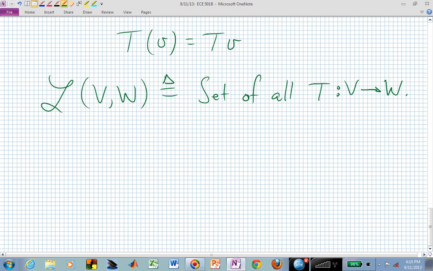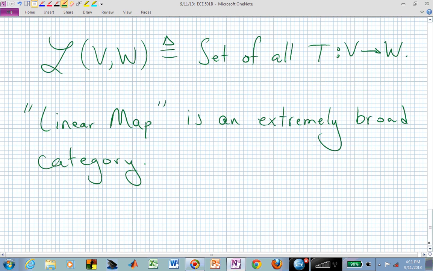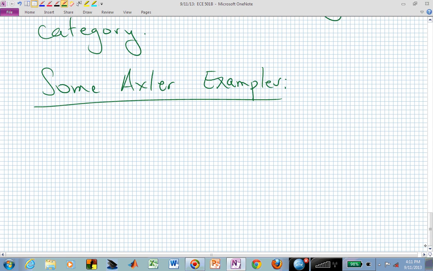Even though we have this mapping satisfying these two properties of additivity and homogeneity, that still gives us a huge set of functions that are linear maps. And let's look at some of those. So this linear map is large or broad. Let's look at some examples, first from Axler.